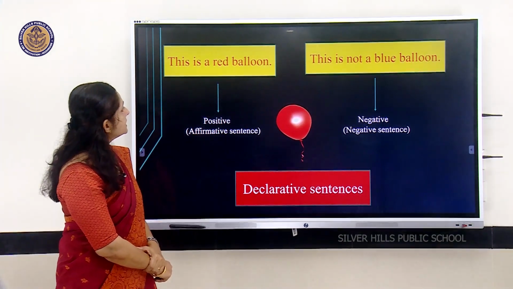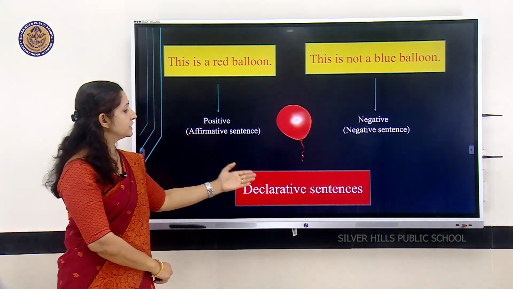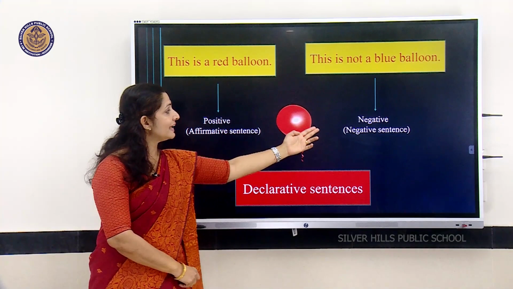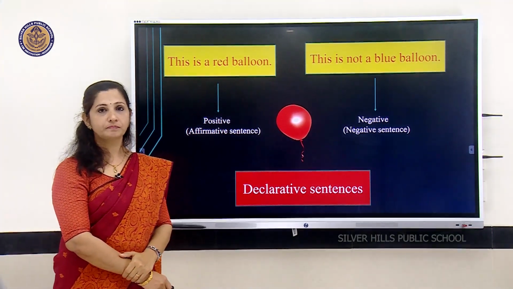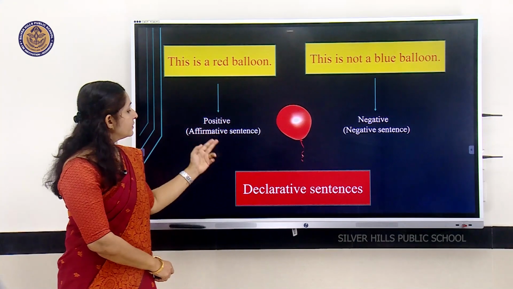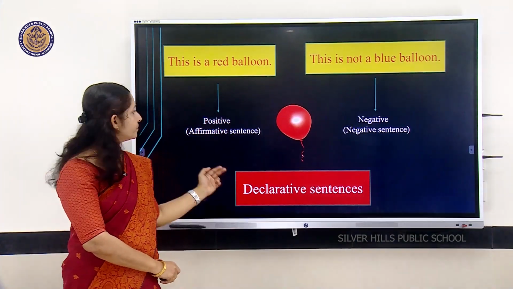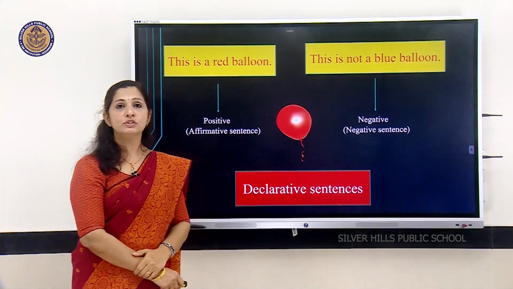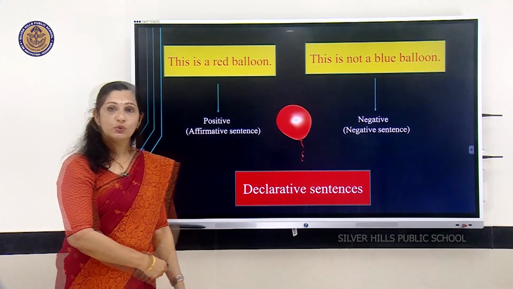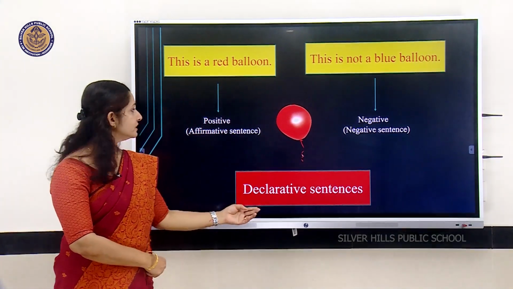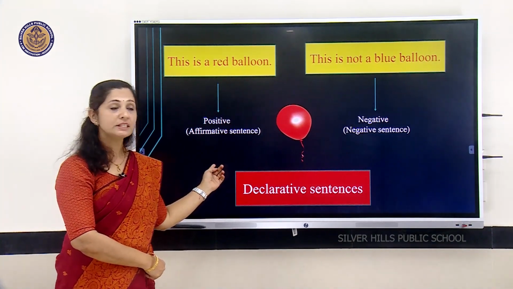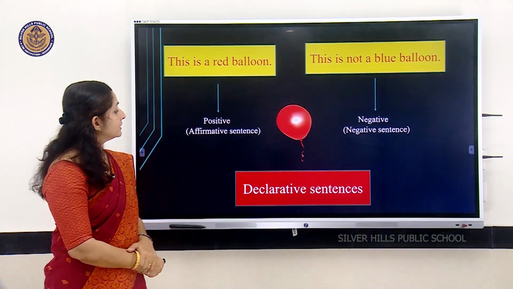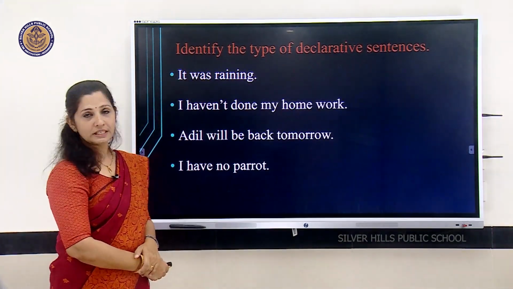So, this is a red balloon is a positive declarative sentence. This is not a blue balloon is a negative declarative sentence. Positive declarative sentence is also known as affirmative sentence, and negative declarative sentence is known as negative sentence. So, declarative sentences are further divided into 2, affirmative sentence and negative sentence. Now, let's try to identify the type of declarative sentences.